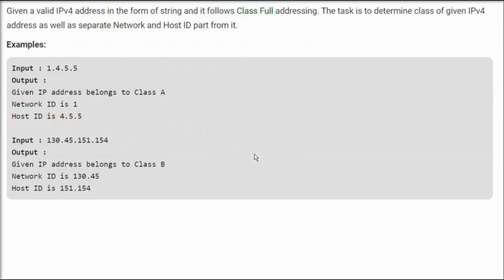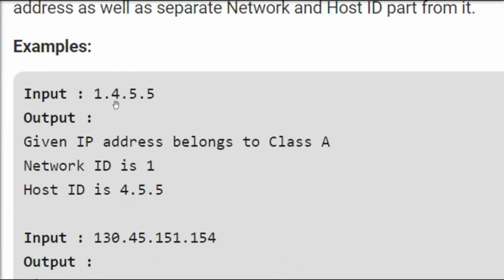But before we conclude, I'm going to give you some problems. So this is an IPv4 address, and here you have to find out the network ID and host ID part. Also, you have to find out the class. Now just see here: the first octet is 1. Does 1 lie between 0 and 126? Yes, so it is class A. What is the network ID? Only the first octet is the network part, so 1 is the network ID, and the remaining three are the host ID.